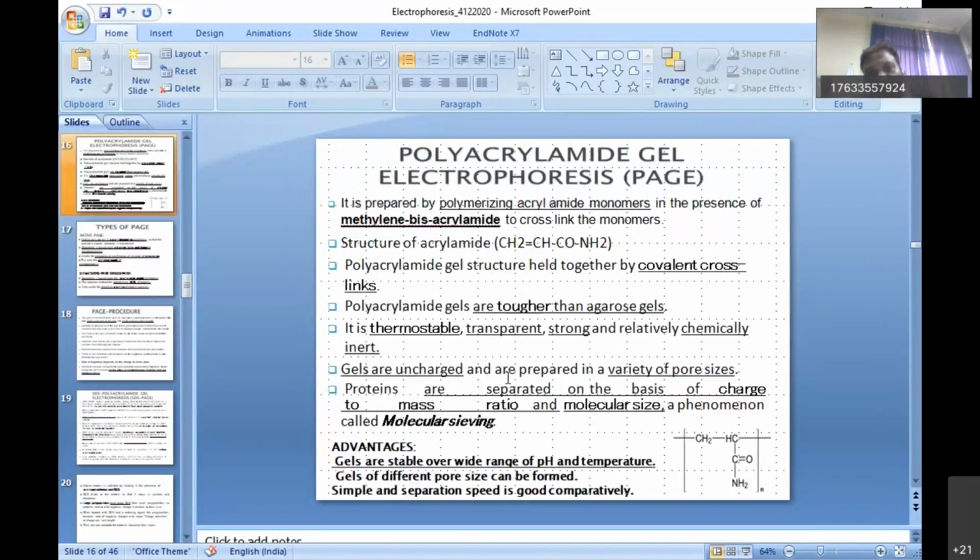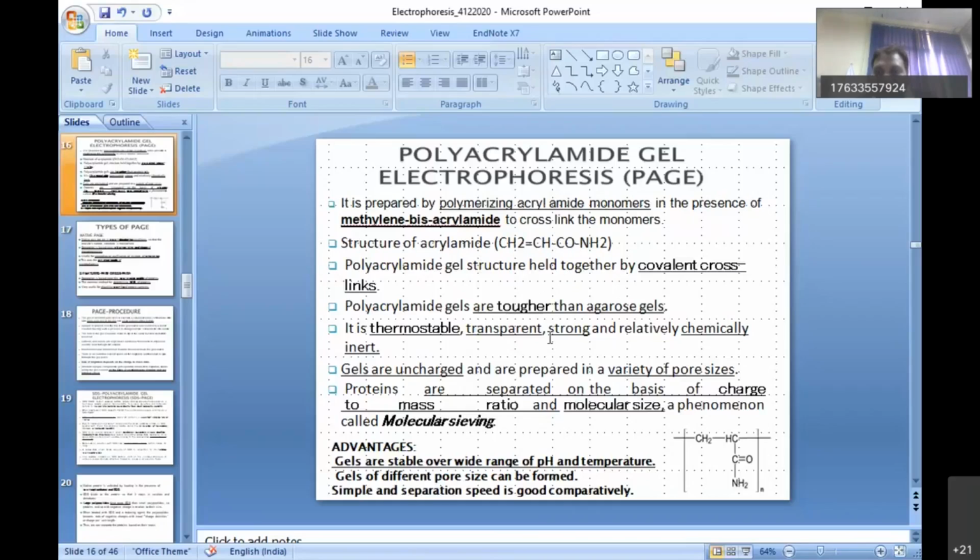So now come to the polyacrylamide gel. So basically PAGE is prepared from the polyacrylamide monomer in the presence of methylene bisacrylamide, and basically they get cross-linked. Structurally, acrylamide is CH2=CHCONH2. Polyacrylamide gel is a structure held together by covalent cross-linking.